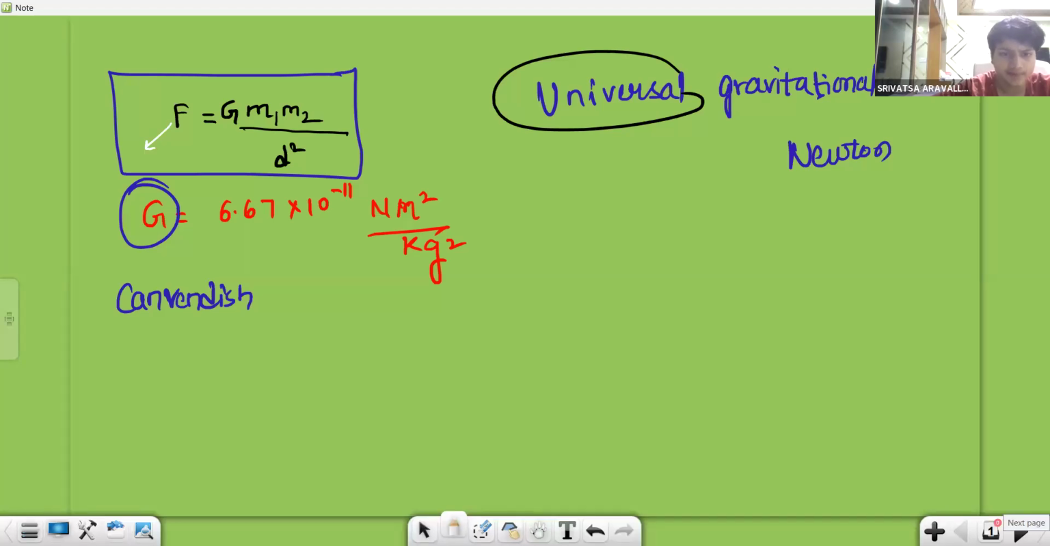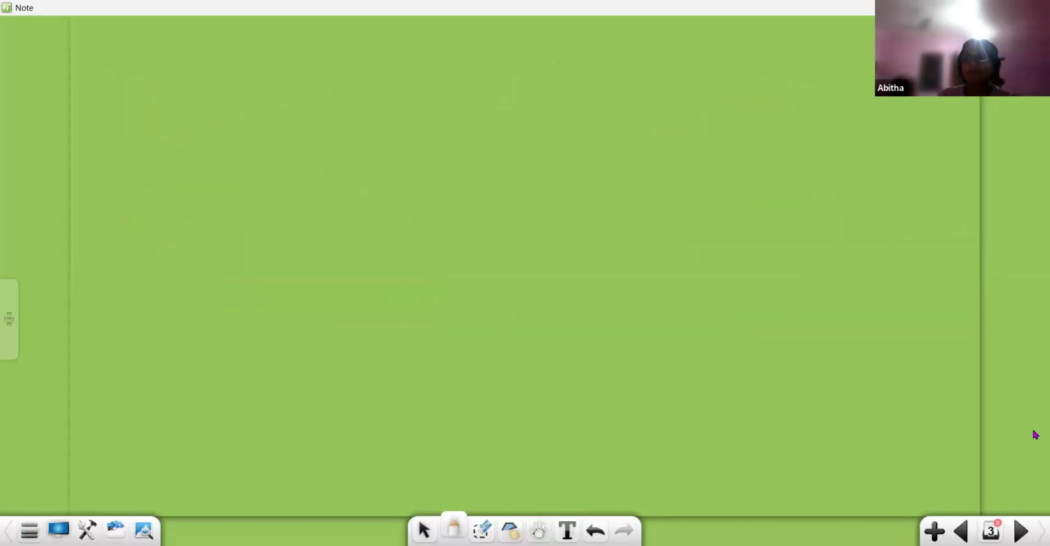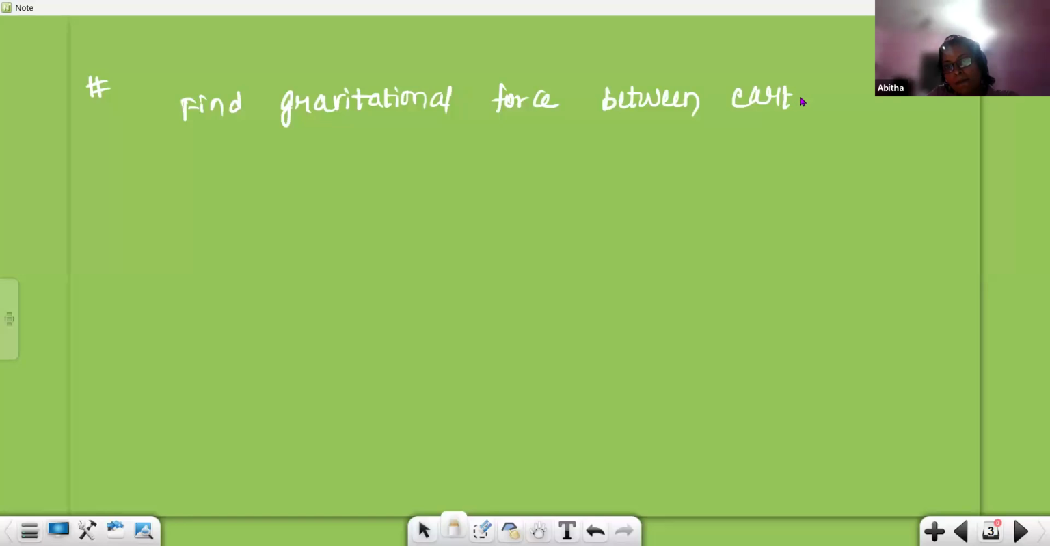D is just the distance between the objects. Let's see a question. The question is: find the gravitational force between Earth and an object of 2 kg mass.